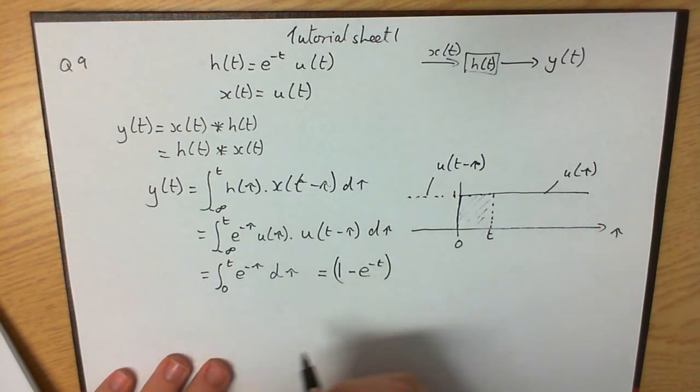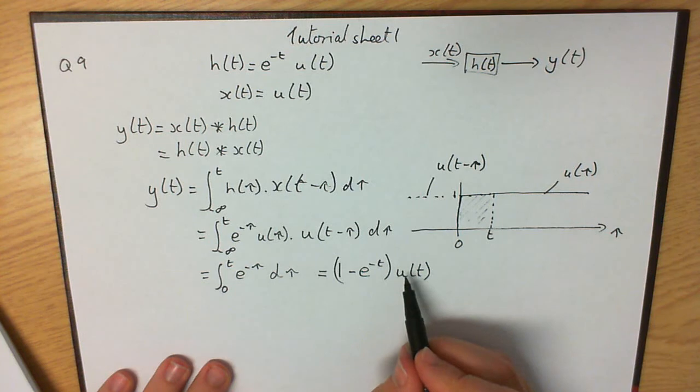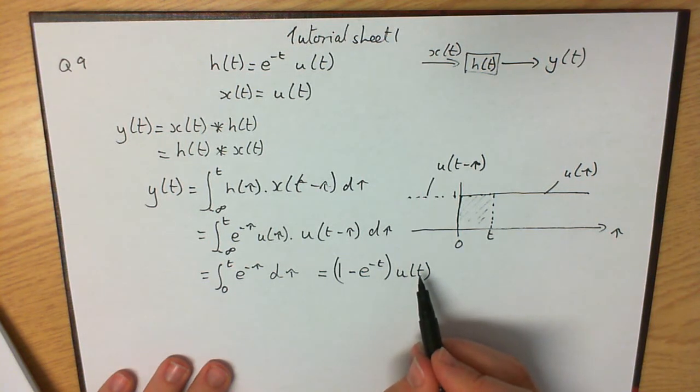You must remember, of course, to multiply that by u of t, so that nothing exists before time t equals 0.